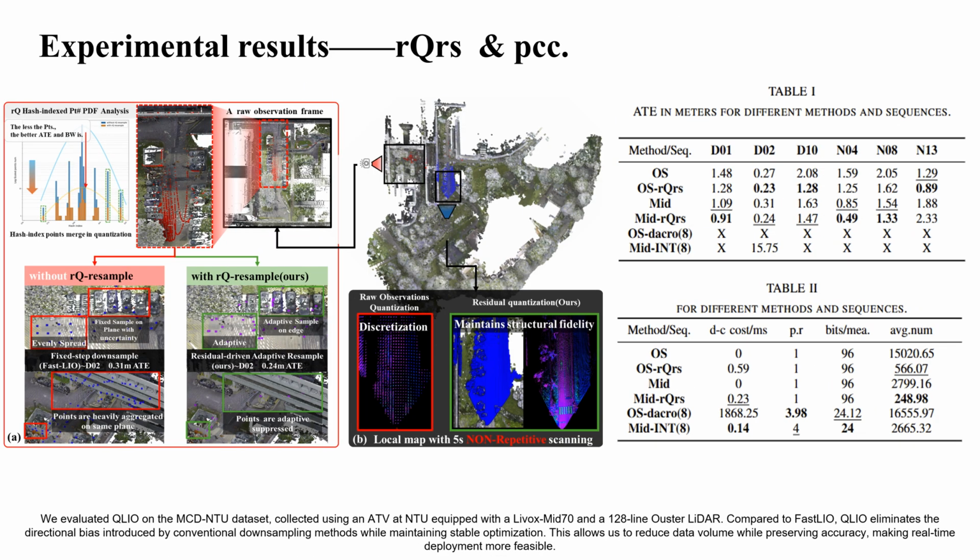We evaluated QLIO on the MCD-NTU dataset, collected using an ATV at NTU equipped with a Livox Mid-70 and a 128-line Ouster LiDAR. Compared to FAST-LIO, QLIO eliminates the directional bias introduced by conventional downsampling methods while maintaining stable optimization. This allows us to reduce data volume while preserving accuracy, making real-time deployment more feasible.